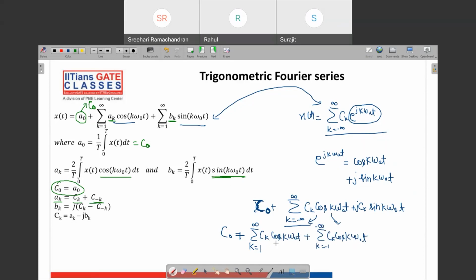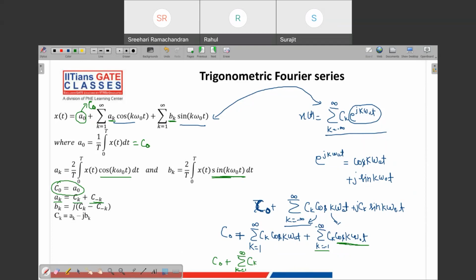Now if you see this, here we have k equal to 1 to infinity, here we have k equal to minus infinity to minus 1. Now here this cos is an even function of k, but for ck we don't know whether it's even or odd. So we will just use a general function for the ck, but for cos we know that it is an even function.